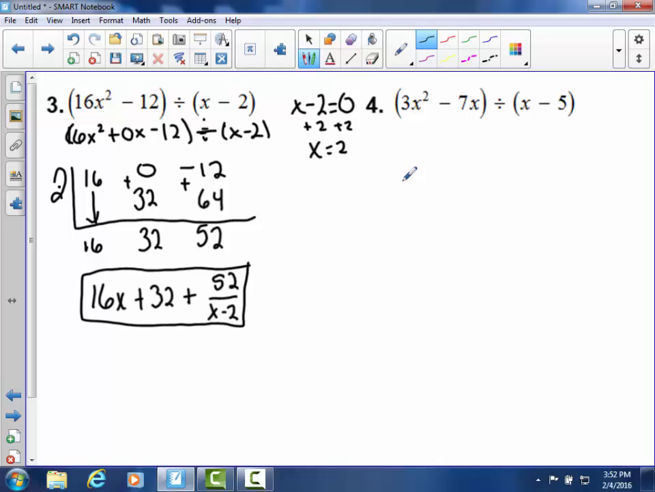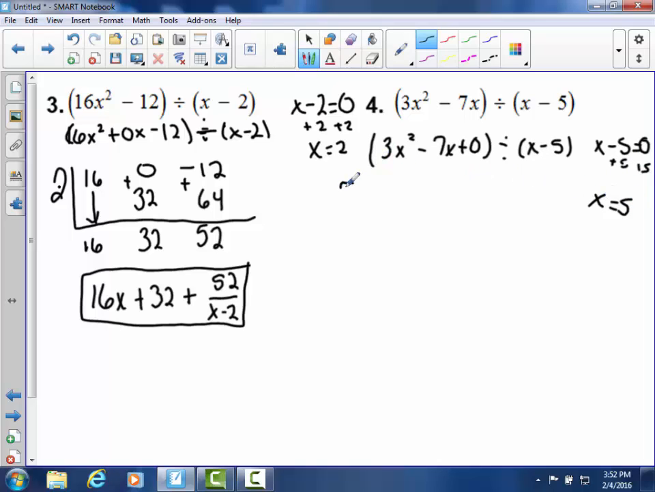Alright, so these are in order, but we don't have a representative of the constants place, so we're going to have to put that in. So we have 3x squared minus 7x plus 0 divided by x minus 5. So now we want to solve x minus 5 equals 0. So we add 5 to both sides. We get x equals 5.